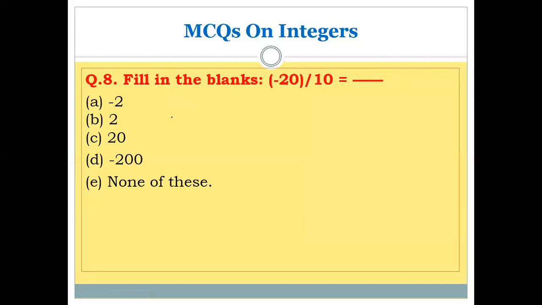8th question, fill in the blanks. Minus 20 divided by 10. So whenever we divide one integer by another, we first divide them as whole numbers. So 20 divided by 10, the result is 2. But one number is negative, that is your dividend. Minus 20 is negative. So in case of division of integers, if the numbers are of opposite sign, the result is always a negative quotient. So we have the answer minus 2 here. A is the correct option.